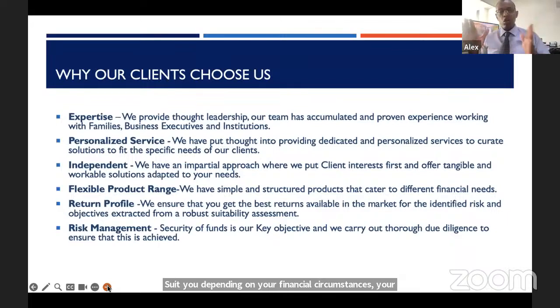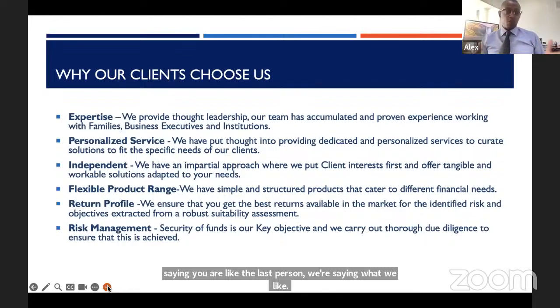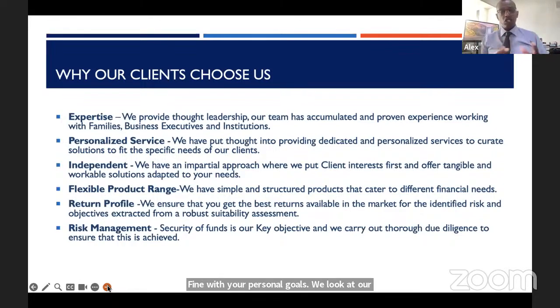And we are able to look at which one will best suit you, so that we are not saying you are like the last person. We're saying what will align with your personal goals. We look at a flexible product range. There are people who can afford a huge outlay.